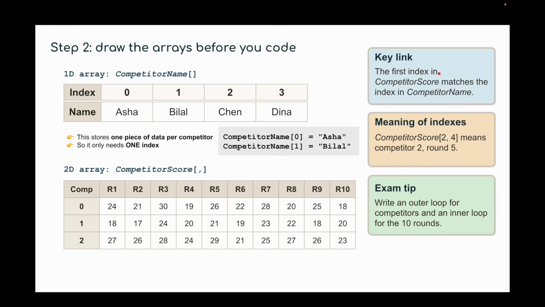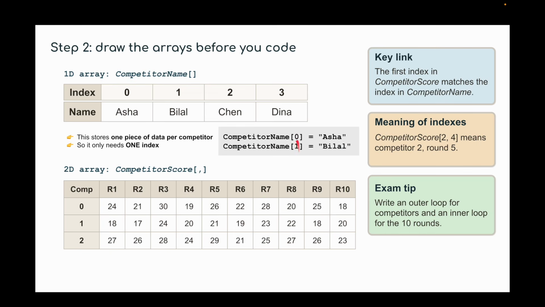The first index in competitor score matches the index in competitor name. So let's have a little look at this again. This stores one piece of data per competitor, as you can see here. Competitor name 0 equals Asha. Competitor name 1 equals Bilal.